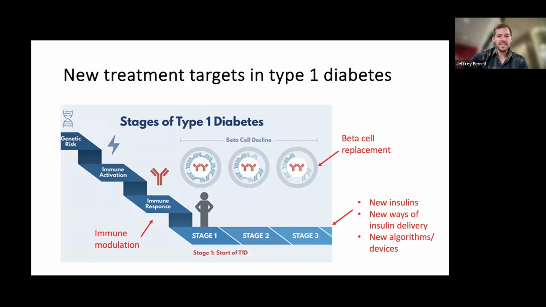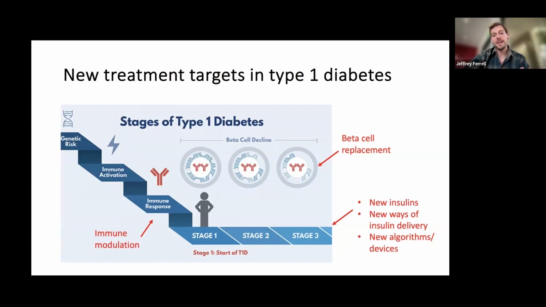We are using this diagram to show different places where we can intervene within the life cycle of diabetes development to prevent the disease or slow the disease progression. So this first one here, immune modulation, we're trying to see if we can develop drugs to actually blunt the immune response against the pancreas. Beta cell replacement, meaning actually giving back beta cells or trying to use stem cells to create new beta cells from someone's own body.